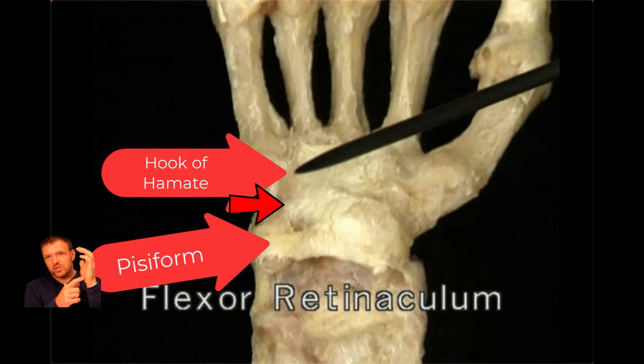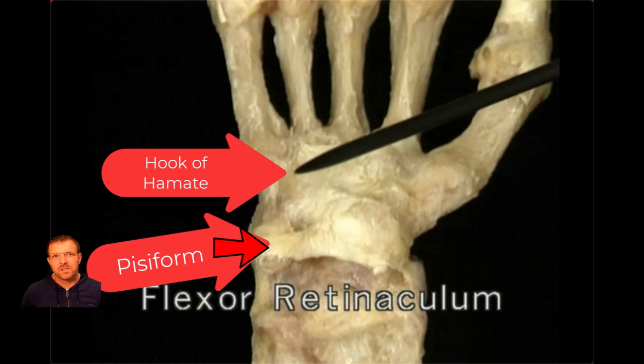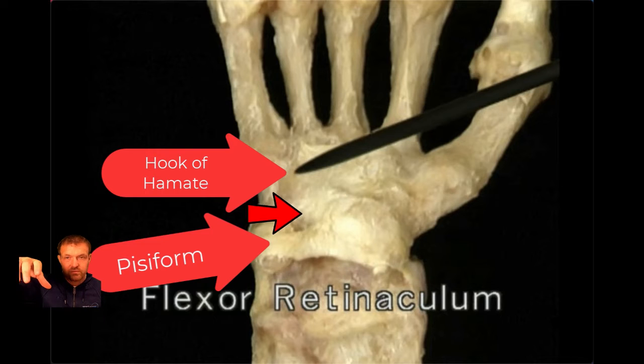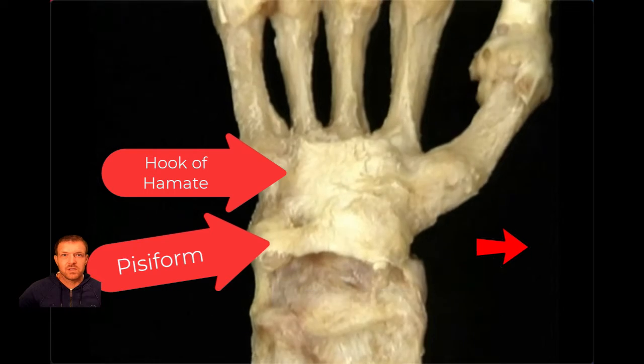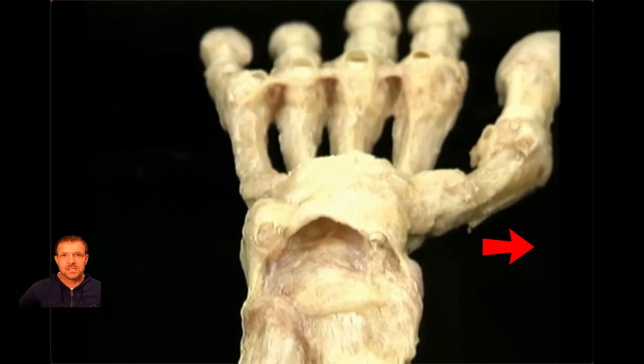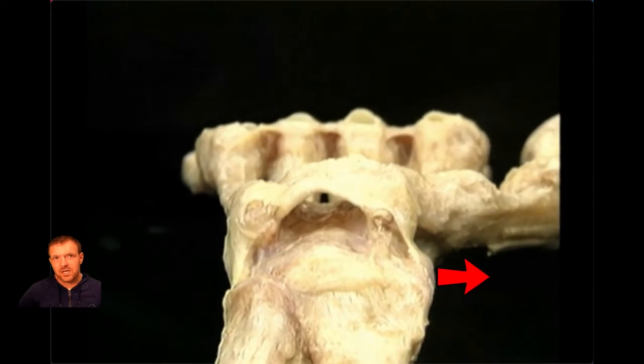And if you've got quite chunky, meaty hands, then you're going to struggle feeling that hook of the hamate because it's going to be a lot deeper under the tissue. So we've got this flexor retinaculum that forms the roof of the carpal tunnel. So let's have a look at that. There's a couple of structures here. So there's the carpal tunnel.